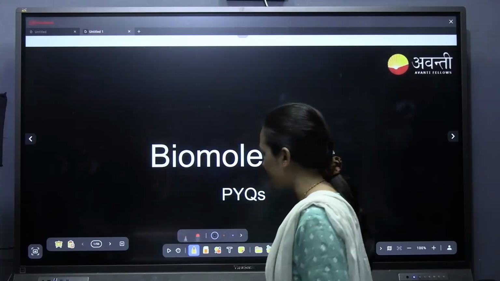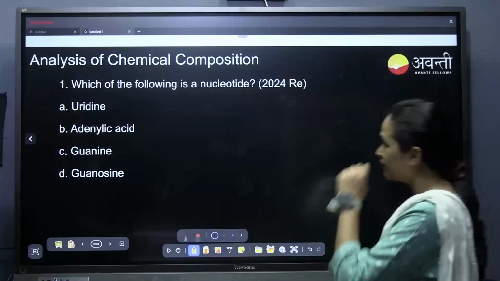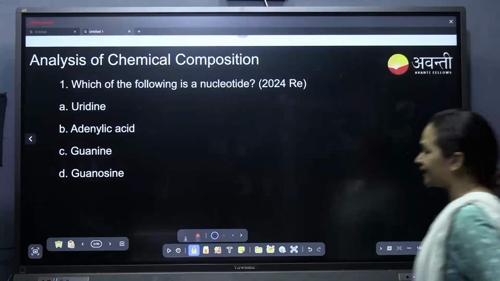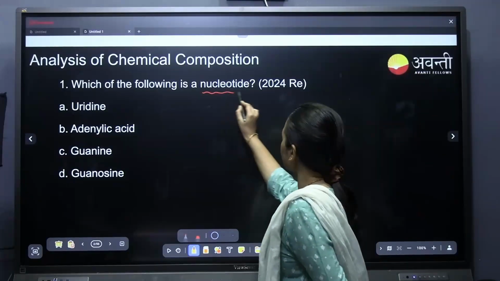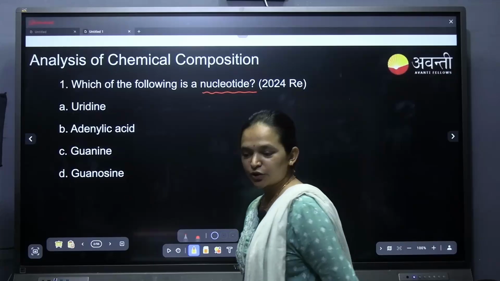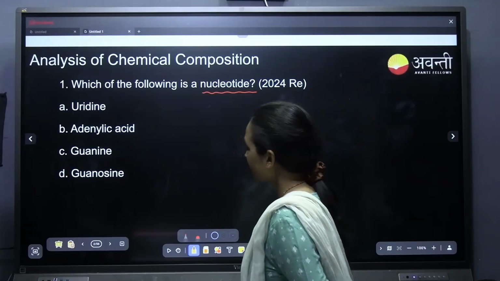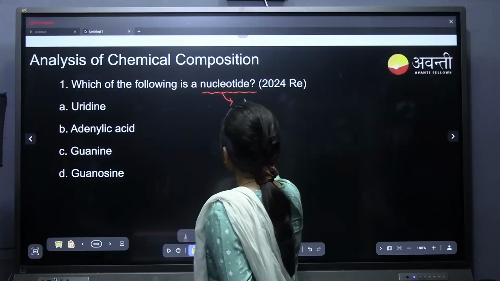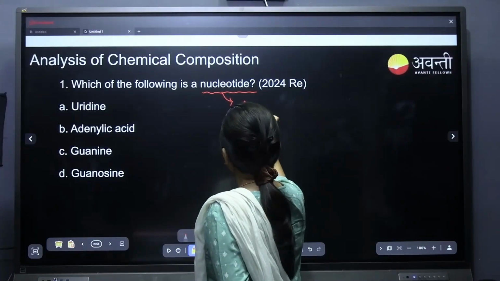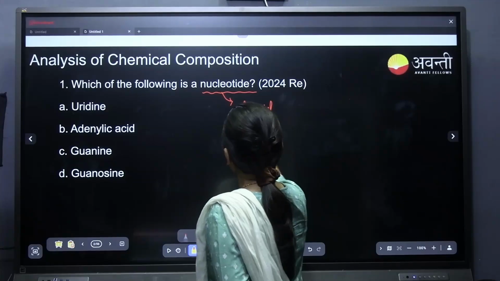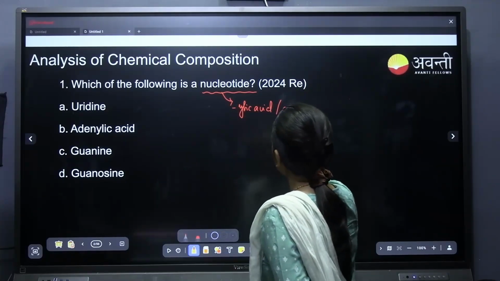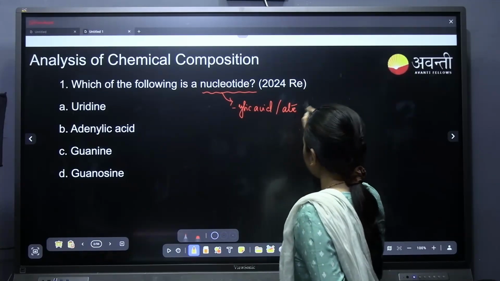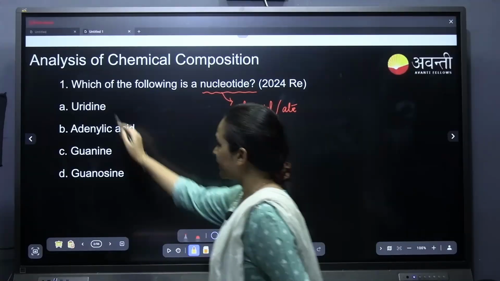So our first question is, which of the following is a nucleotide? We need to find out which is a nucleotide. Tell me which is a nucleotide here. So nucleotide ends with ylic acid or it ends with ate. It ends with ate. So it is uridine.